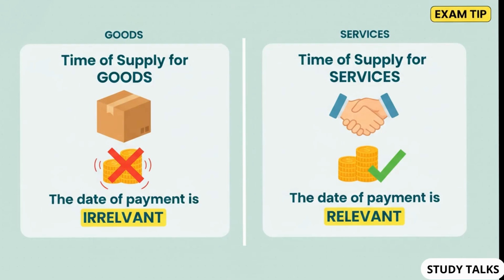And this slide lays it out perfectly. Look at this, side by side. For goods, the date of payment is completely, 100% irrelevant. It doesn't matter. The law was changed to make life easier for businesses. But for services, the payment date is absolutely relevant. You have to keep these two worlds completely separate in your mind.